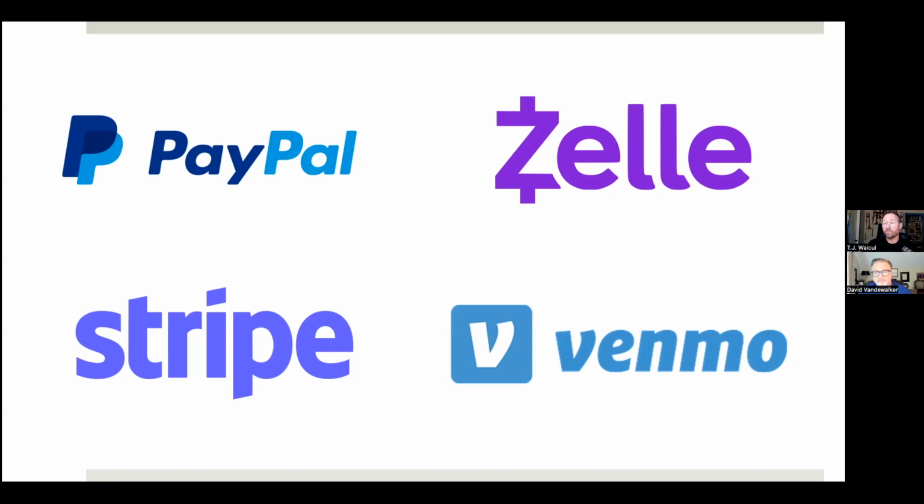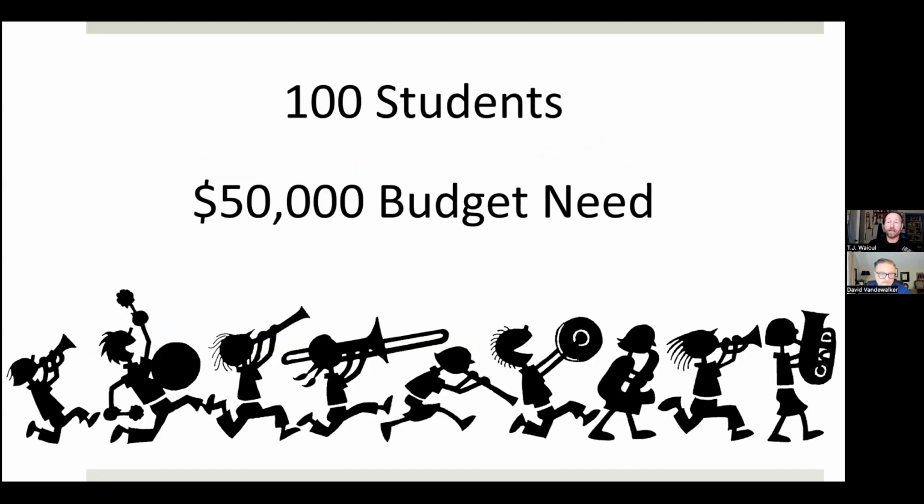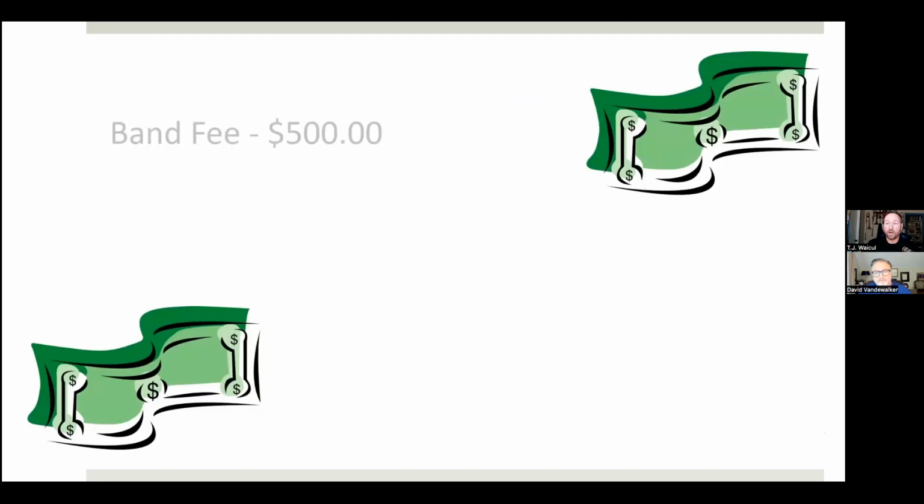Most of these have a very similar processing fee of about 2.9% plus 30 cents per transaction. So as we think about our budget needs as a program, if we've got 100 students in our band and we have a $50,000 need, most of us are going to break that down in a very simple way: we divide the $50,000 between our 100 students, so we have a $500 band fee.